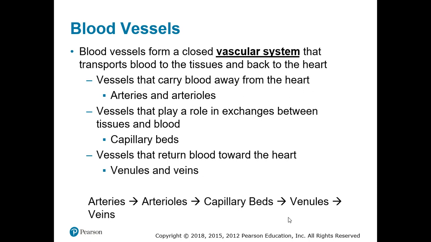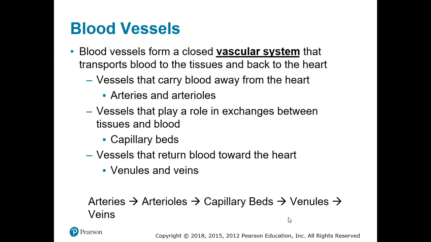So once the heart pumps the blood, where does it go? Blood is actually contained in blood vessels and it forms something called a closed vascular system. We call it a closed system because the blood is contained within blood vessels and not just all throughout our body. These blood vessels transport blood to the tissues and then back to the heart. They are also responsible for transporting blood to the lungs and then, of course, back from the lungs as well.